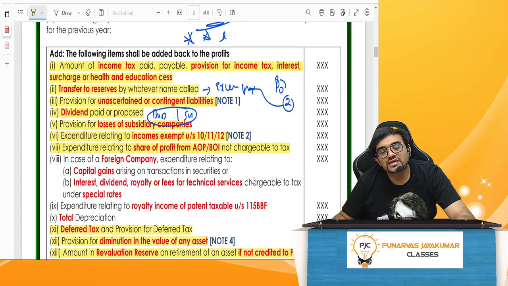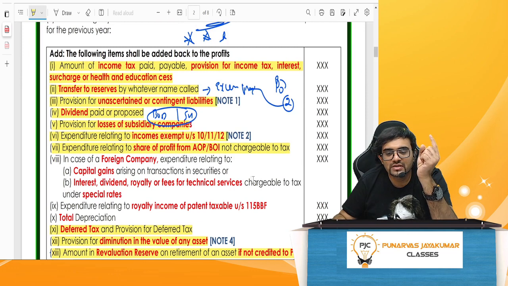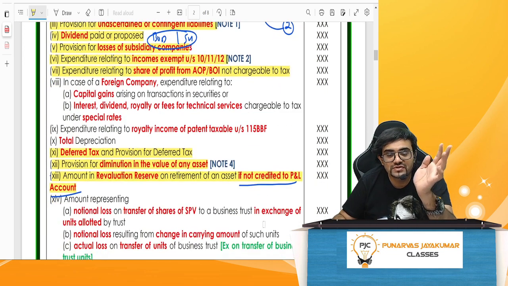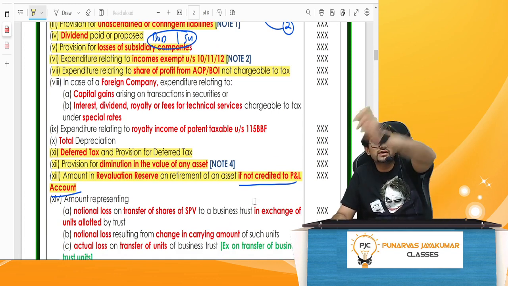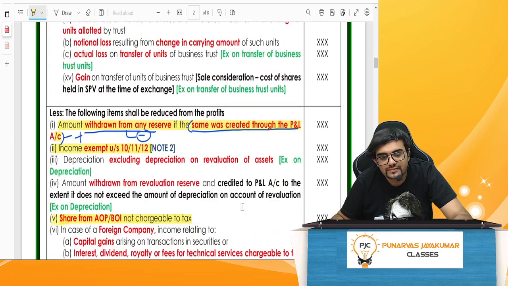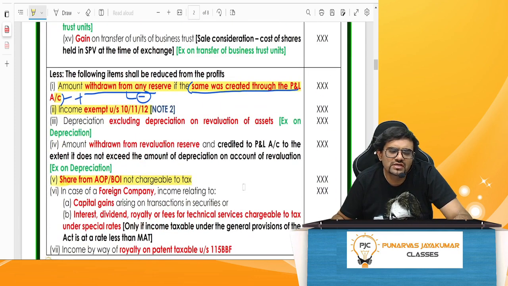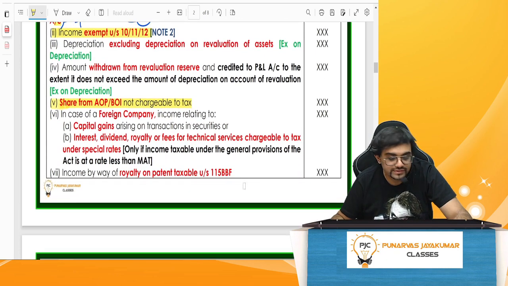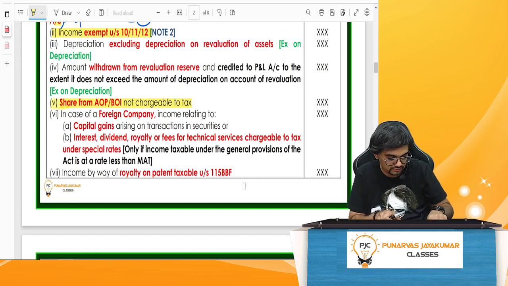Very easy. Point number 1, income tax payable, provision for income tax, interest. Point number 2, transfer to reserves. Provision for unascertained liabilities, dividend paid or proposed. Losses of subsidiary companies, add back. Income exempt under 10, 11, add back. AOP, add back. Provision for deferred tax, add back. Provision for diminution in the value of asset, that is provision for bad debts, add back. Amount in revaluation reserve on retirement, if not credited to P&L account, add back. And subtractions: amount withdrawn from any reserve, subtract. Income exempt under 10, 11, subtract. Share from AOP, BOI, subtract. Got it?